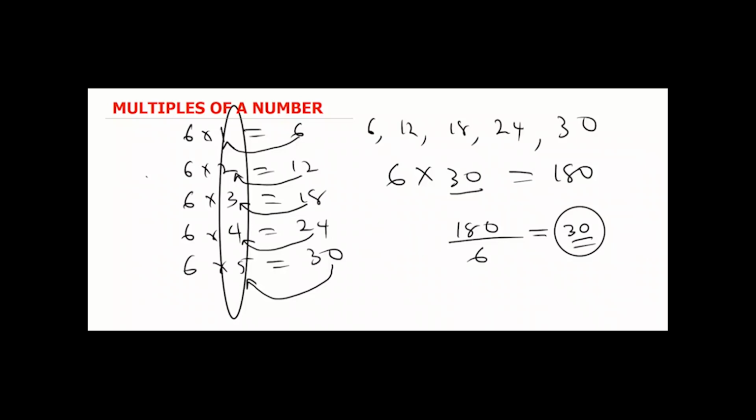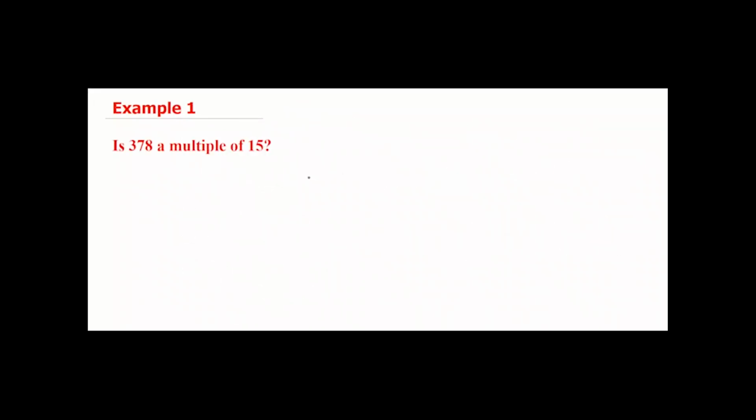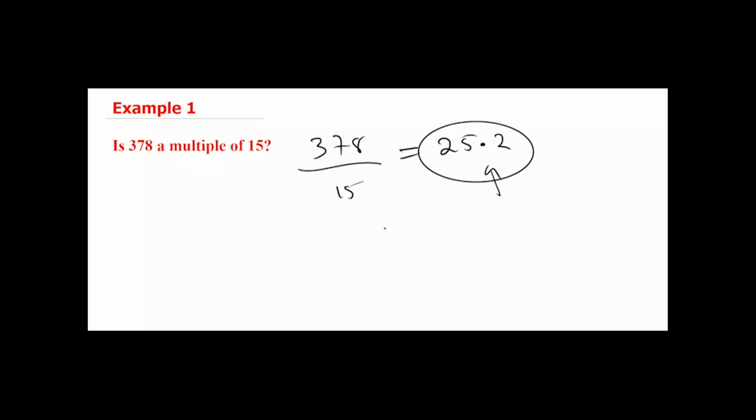So let's look into some examples. Is 378 a multiple of 15? So what we need to do is to divide 378 by 15. If our answer is a whole number, then that means it is a multiple of 15, and that will give us the position of 378. So you can take your calculator and divide 378 by 15, and your answer will be 25.2. Of course, this can never be a position, right? Because it is not a whole number. Since we did not get a whole number here, that means 378 is not a multiple of 15.